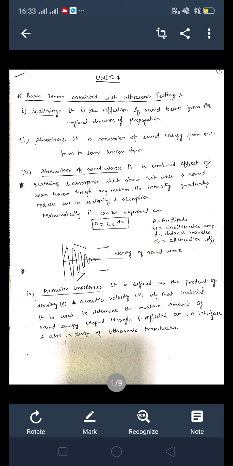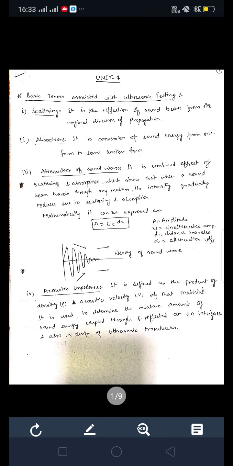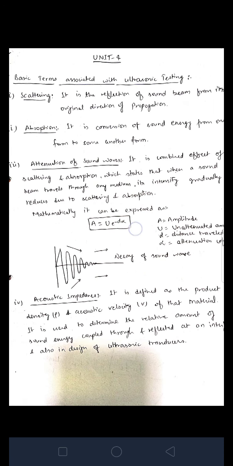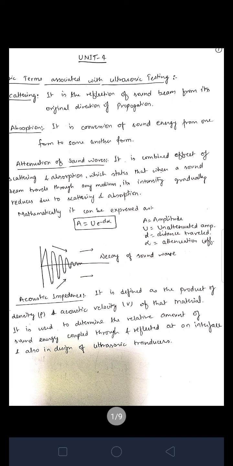Now the basic terms associated with ultrasonic testing. My dear students, first is scattering. What is scattering? It is the deflection of the sound beam from its original direction of propagation. It means if the original rays are incident on some object and get reflected, that reflection of sound is known as scattering.